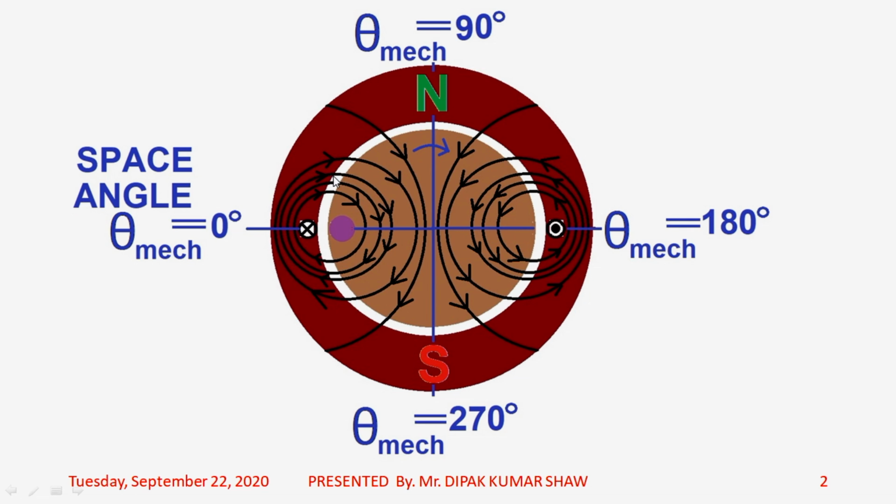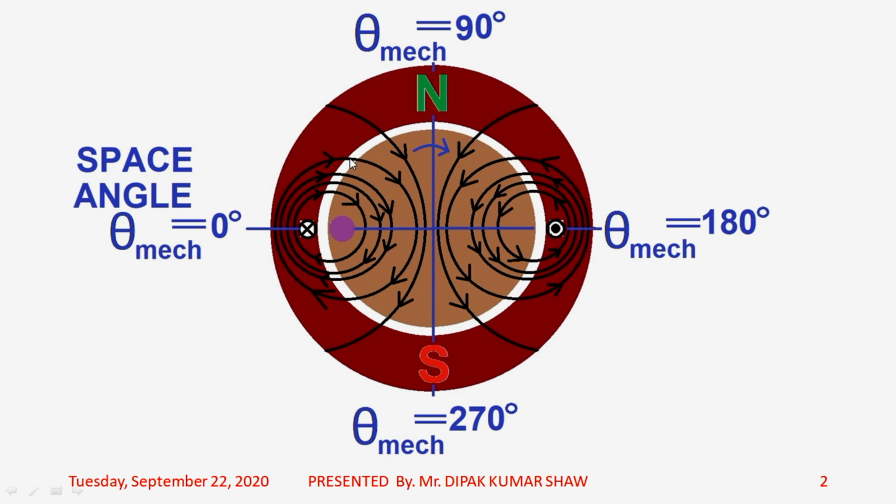You can easily view on the screen that the magnetic lines of flux, they are leaving the stator core, they are crossing the air gap, they are entering the rotor core, again they are leaving the rotor core, again they are crossing the air gap, again they are entering the stator core, isn't it? So you see, magnetic lines of flux need to cross the air gap.